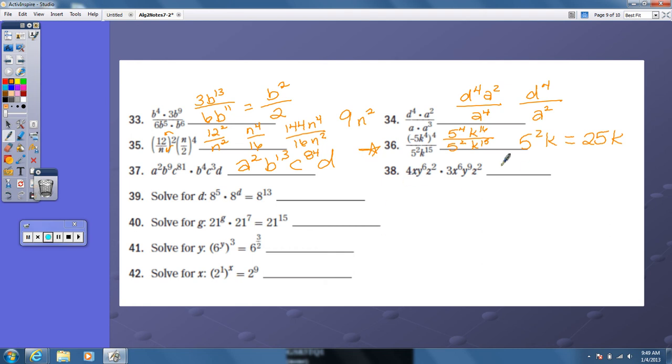Here, 4 times 3 is 12. x to the 7th power when you add, y to the 15th, and we have z to the 4th.